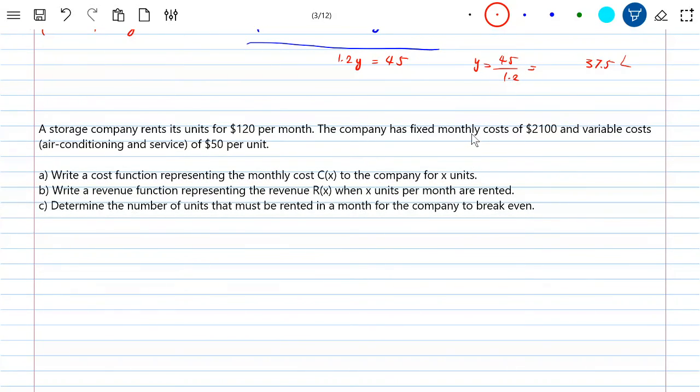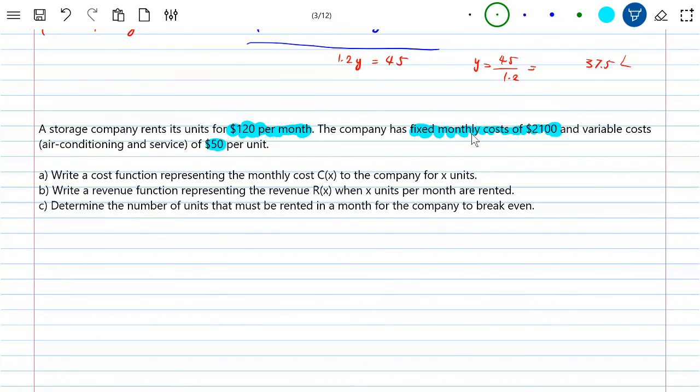A storage company rents its units for $120 per month. These are the important data. The company has a fixed monthly cost of $2,100 and variable costs of $50 per unit. Okay, so there are multiple questions.